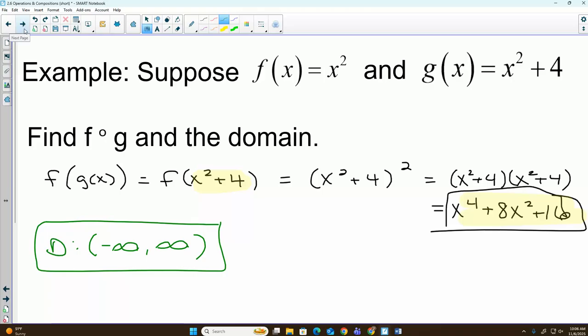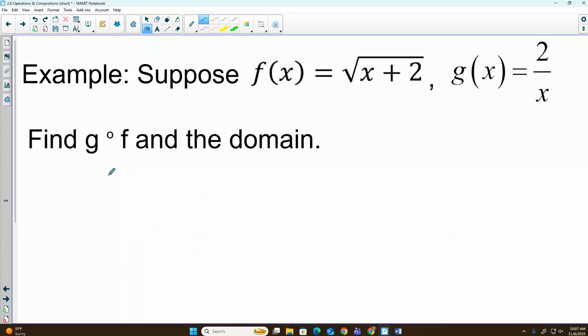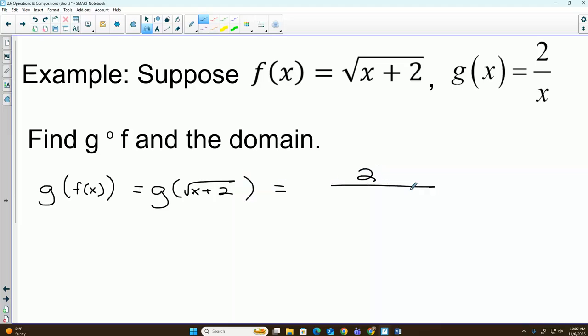Let's try another. All right, so if I want g composed with f, so f is the square root of x plus 2. If I put that into g, 2 over the square root of x plus 2.